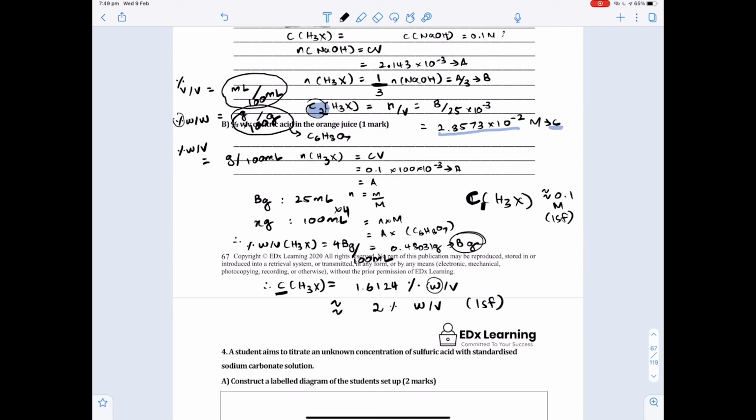Does that make sense to us? The key thing you have to remember, the learning point for this question, was just this. If you knew this, the question would be easy.